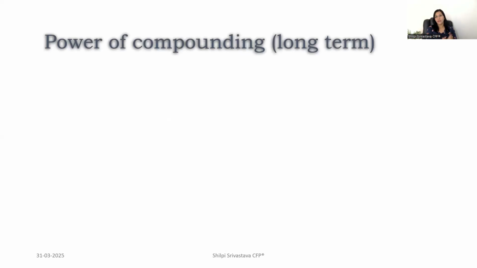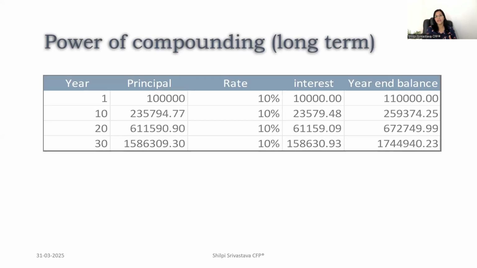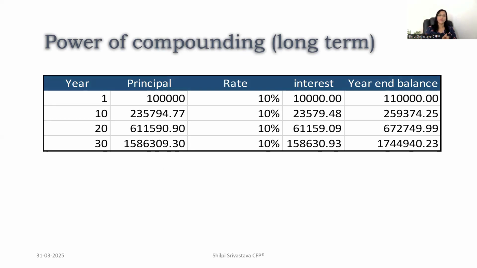Power of compounding for the long term. Here one example is taken. You have invested 1 lakh rupees at one go, a lump sum amount. You are not investing any other amount on a regular basis. So in the first year you invested 1 lakh rupees. The interest accumulated is 10,000 at the rate of 10%. Year-end will be 1 lakh 10 thousand, which you can copy from the previous example.